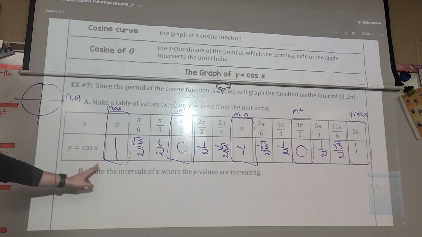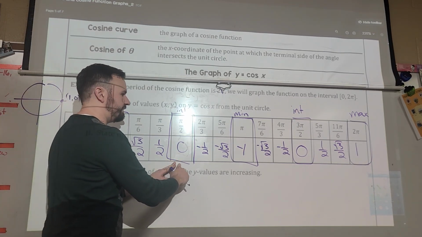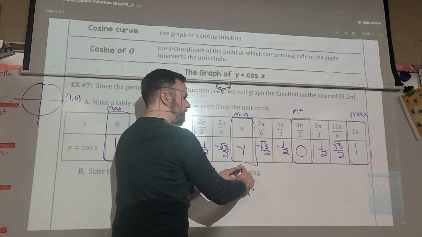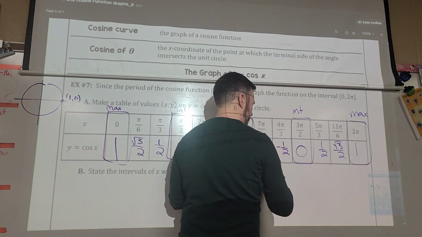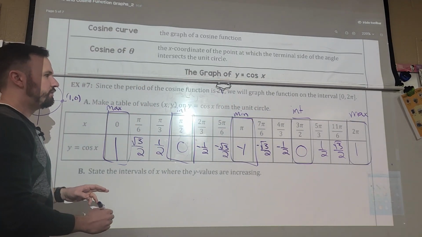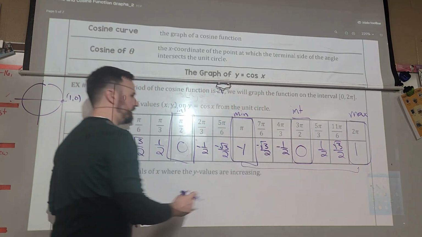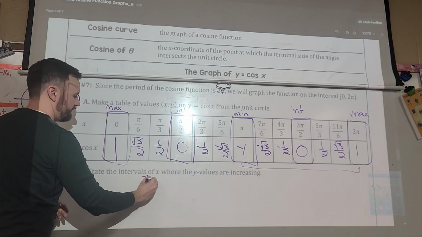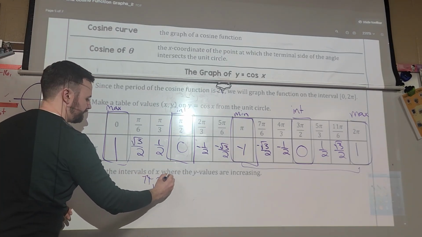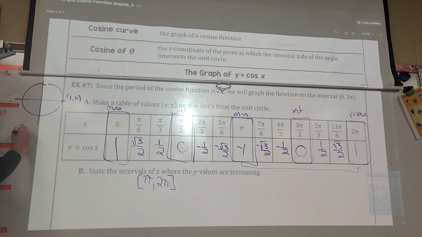So where is this beast increasing? Where is it going up? From here to here, I went down, right? And then I continue to go down. But then what happens from here to here? It goes up. From -1 to 1, I'm going up. So here I'm increasing. What are my x values? Because I'm talking about the where. It's pi to 2 pi. Do y'all see that? And if you were to graph this curve, it makes sense because it looks like that.